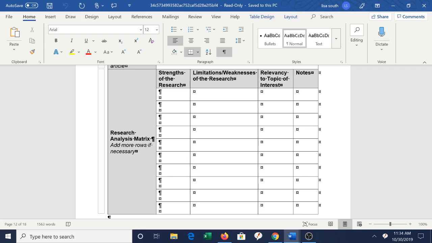You can look at the authors. Are the authors known in their field? Look at the author information under your article and see what it says about them. Okay? That gives strength to their results.